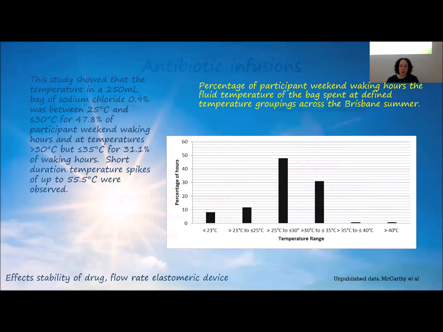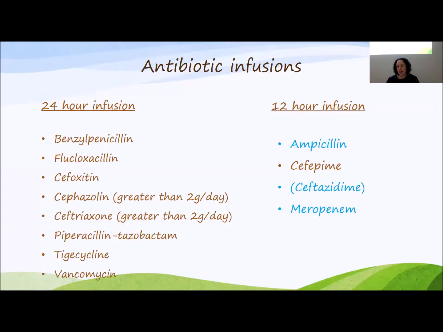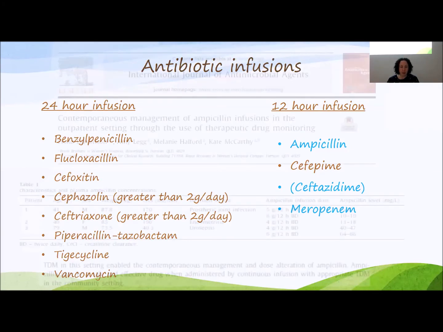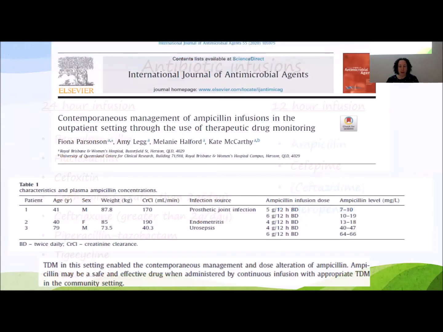So moving on to those antibiotics which are a little bit more unstable, and today we'll focus on Ampicillin and Meropenem. These antibiotics are often not given by HIF and OPAT services due to concerns around stability. What we utilised was therapeutic drug monitoring to really achieve safety in the community setting while administering these drugs.